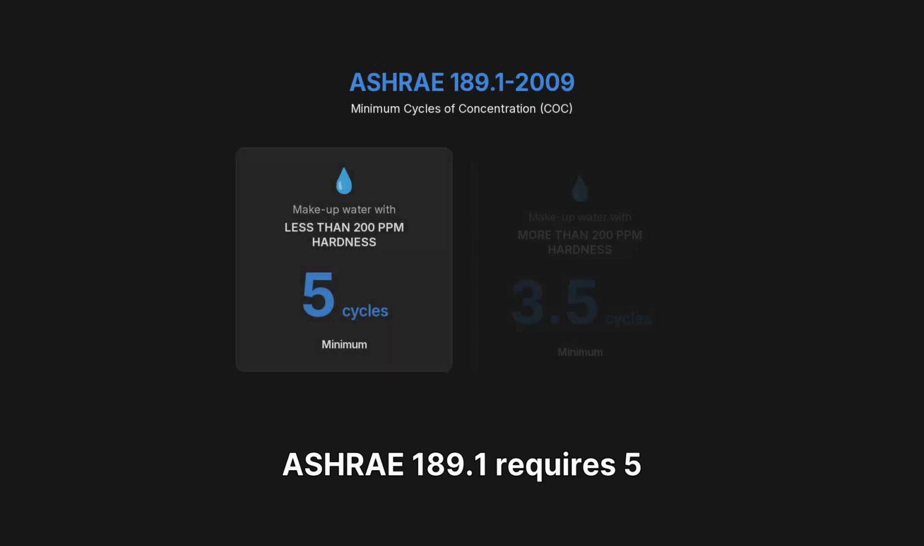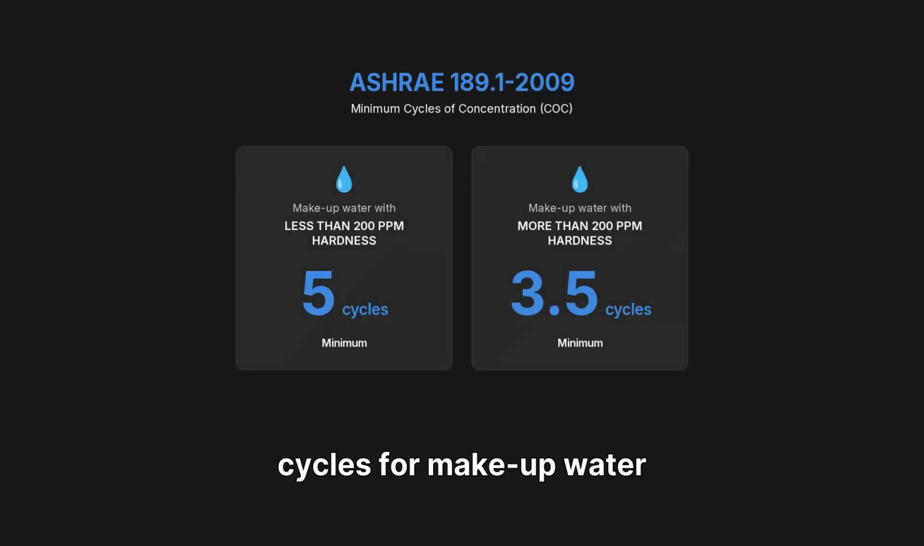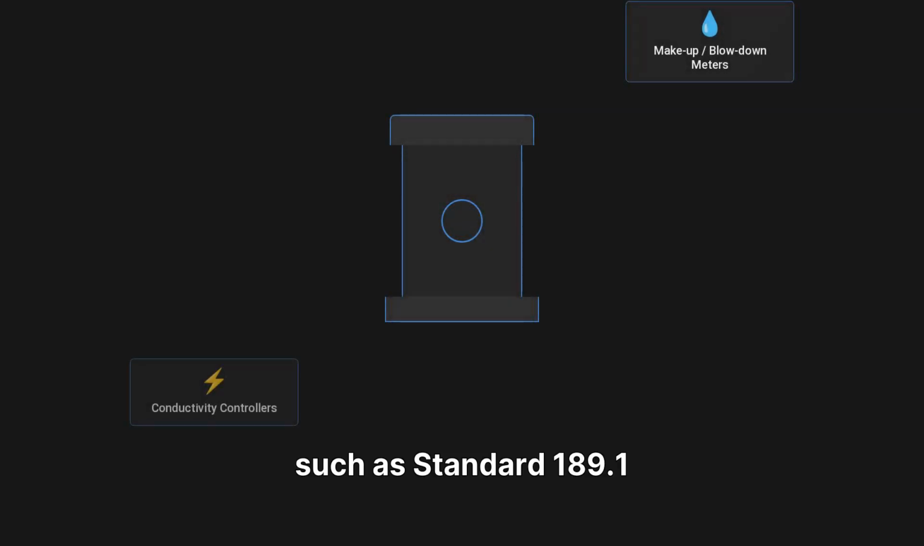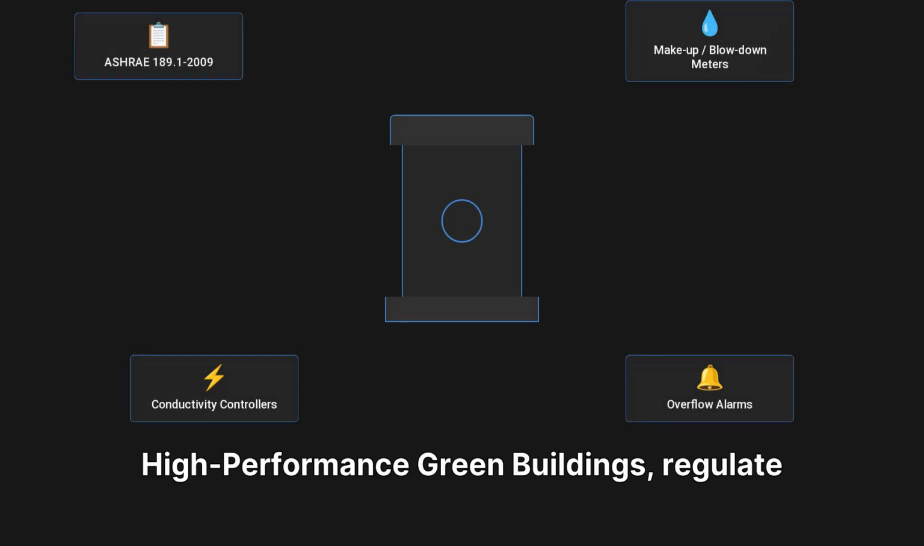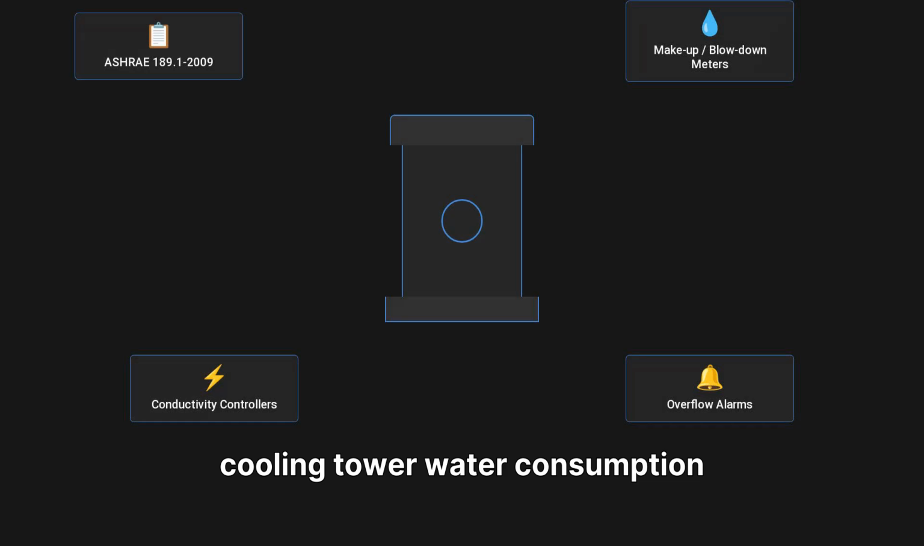ASHRAE 189.1 requires 5 cycles for makeup water with less than 200 ppm hardness and 3.5 cycles for more than 200 ppm hardness. The required minimum COC is based on the makeup water's total hardness, calcium carbonate. Building codes and standards, such as Standard 189.1 for the design of high-performance green buildings, regulate cooling tower water consumption and require specific equipment and performance thresholds.